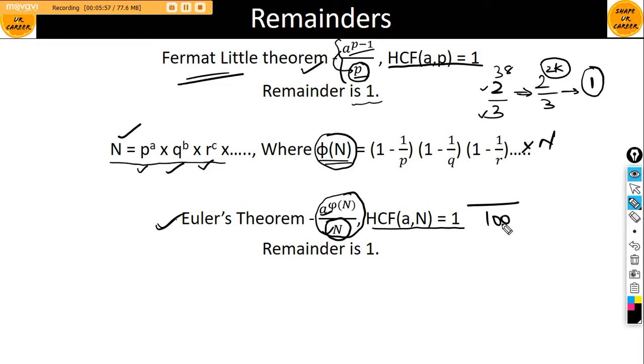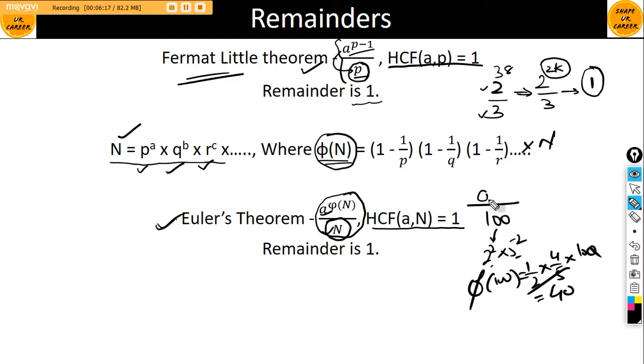by 100 and we are required remainder. So this 100 is 2 square into 5 square. So Euler number for 100 is going to be 1 minus 1 by 2, which is 1 by 2, into 1 minus 1 by 5, which is 4 by 5, multiplied by given number 100. So 100 gets cancelled out, results in 40.